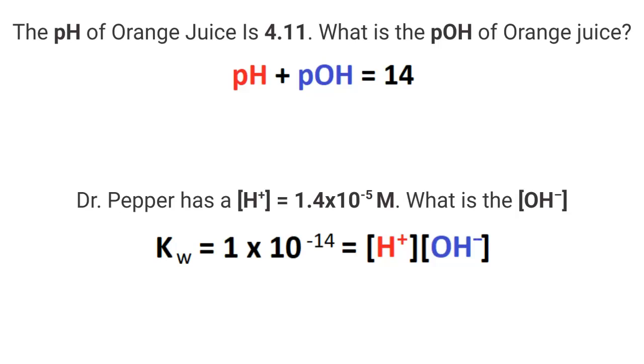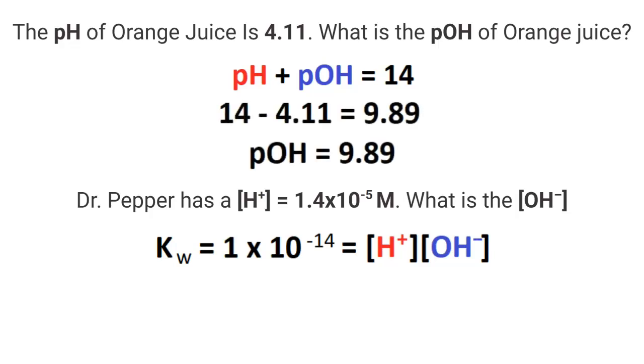Let's look at a couple practice problems. So first, we have the pH of orange juice is 4.11. What is the pOH? So using our first formula, we know that pH plus pOH has to equal 14. So to figure out the pOH, we just subtract from 14. So 14 minus 4.11 gives us 9.89, which is our pOH.